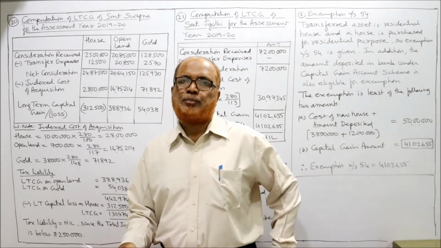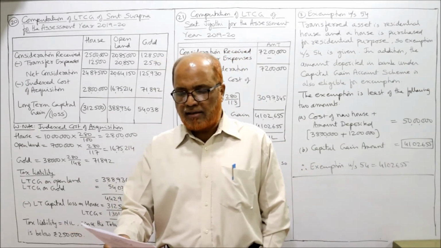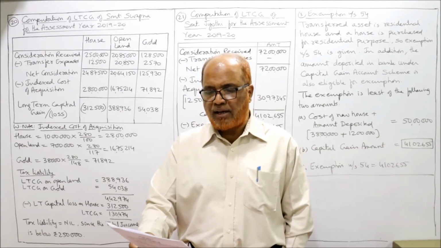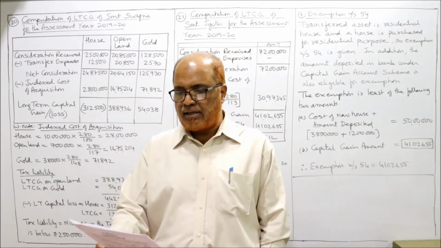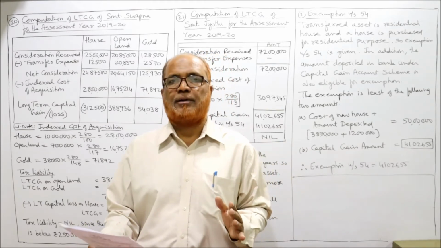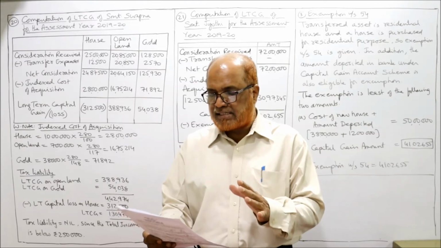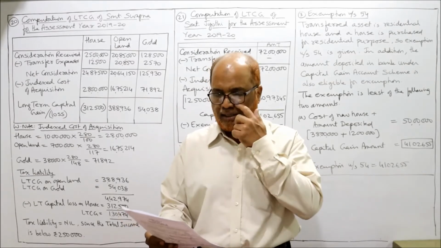Now see the 20th problem. Problem number 20. During the previous year, relevant to the current assessment year, Srimati Swapna sold the following assets. Compute the income from capital gain and tax liability if income from other heads is nil for the current assessment year. So we have to compute the income from capital gain if the assessee Srimati Swapna does not have any other income other than capital gain.